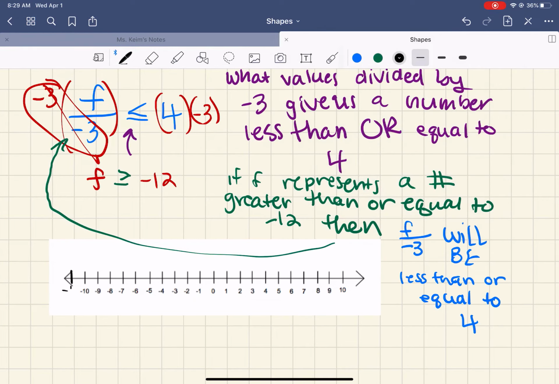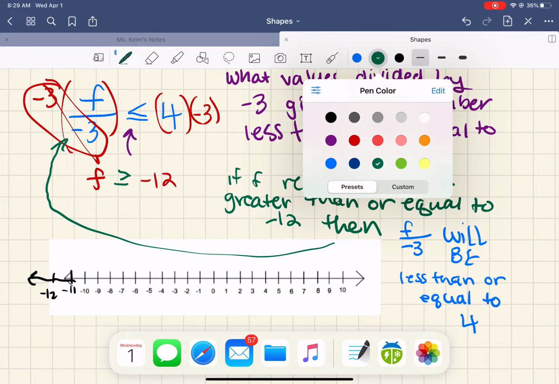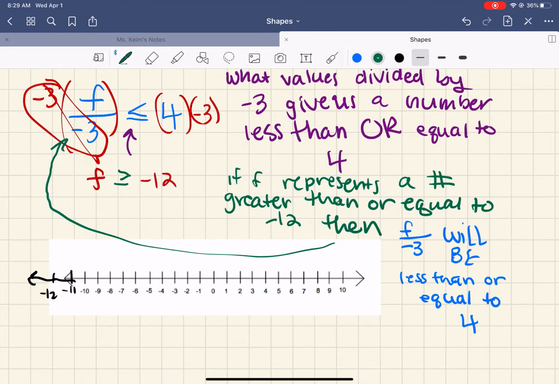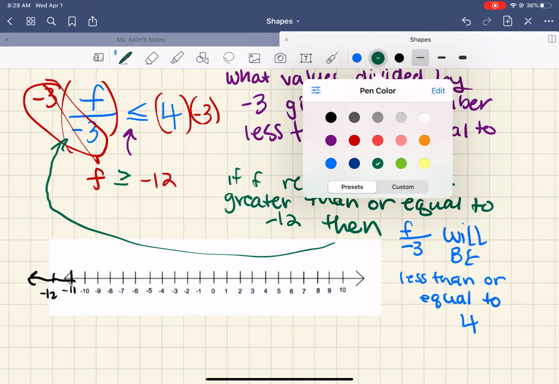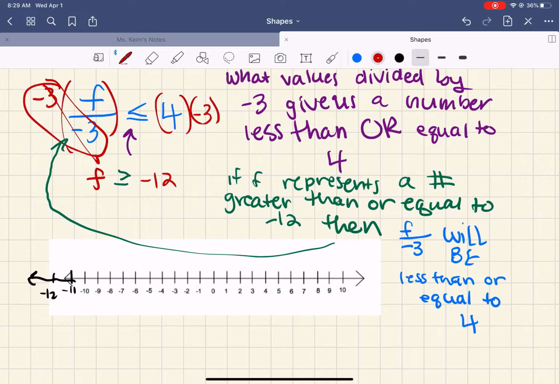I'm going to add -12 onto here. So we are saying our solution set is f is any number that is greater than or equal to -12. So let's put that on here. We are comparing our variable to -12. So that's our boundary point. Here is what's different than the one before. This has an or equal to line.